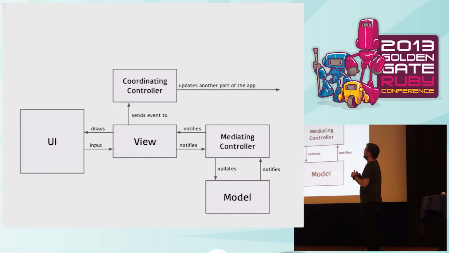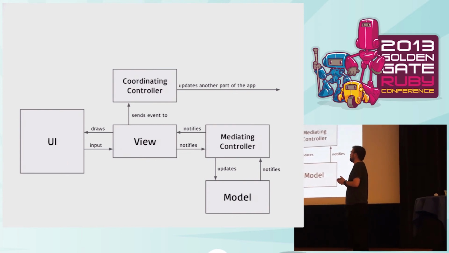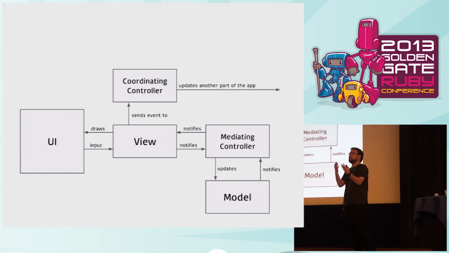But importantly, sometimes the user has typed in some text and I would like to update the model. Great. That makes total sense for the view to send on to the mediating controller. That's very much about what is being presented on the screen. But let's say the user clicks logout.